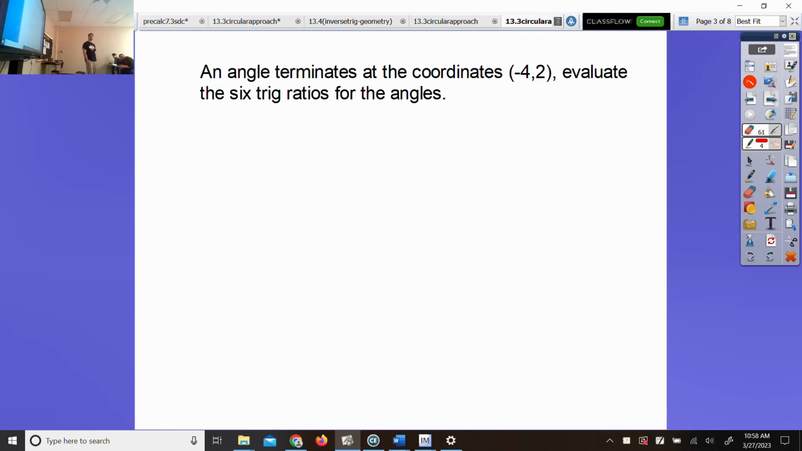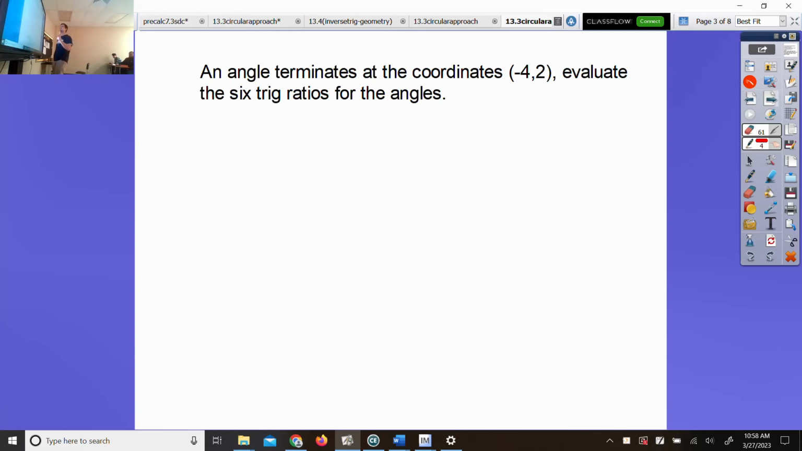This one doesn't talk about being on a circle. It doesn't matter. Is there an ordered pair given? You can pretend there's a circle. This says the angle stops here.